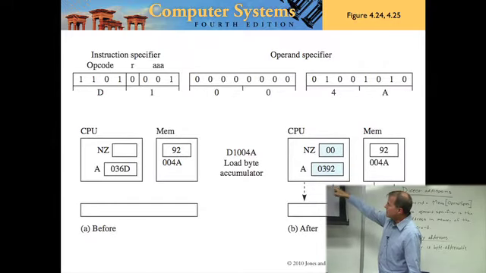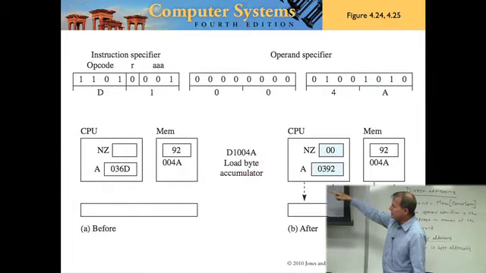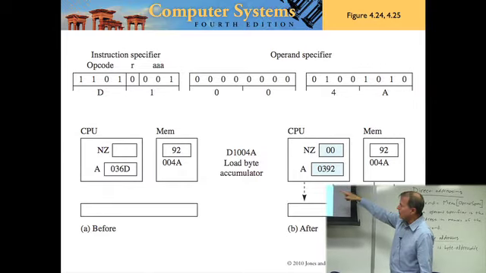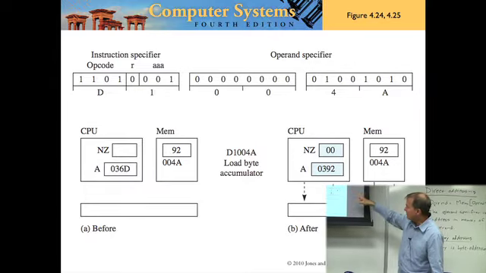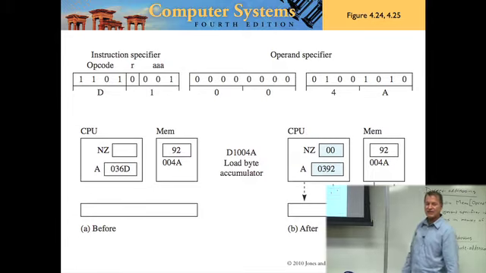Here we have D1004A. If you look at D, that's 1101. That's the opcode for the load byte instruction. Now look at the before scenario. Look at what's in the accumulator: 036D. And at memory location 004A, there's a 92. So afterwards, 92 goes in the right half of the accumulator, and that 03 stays unchanged. Does everybody see that?